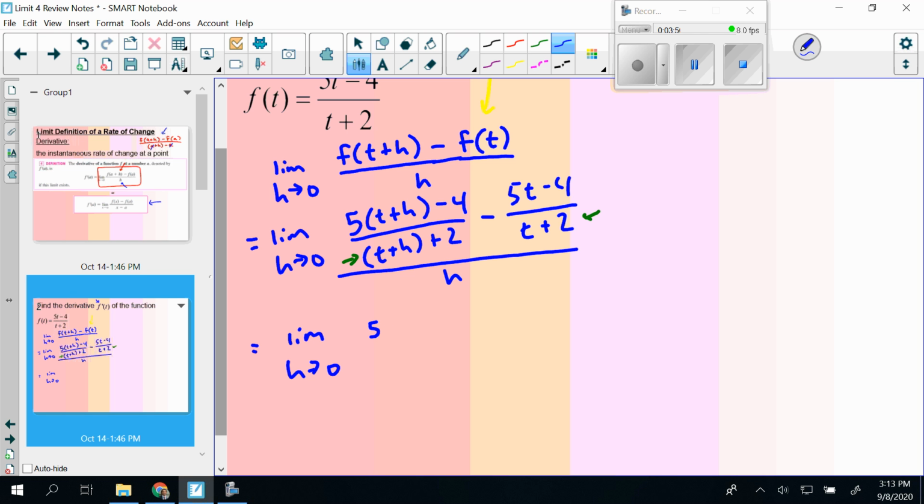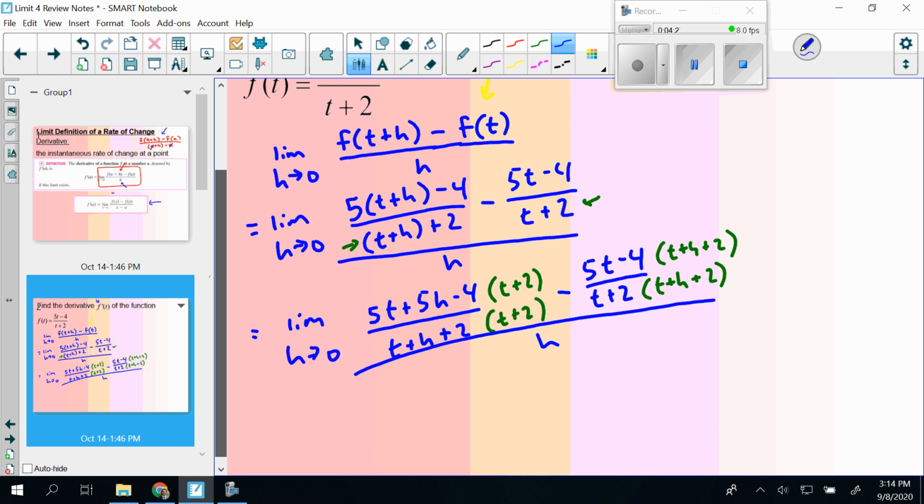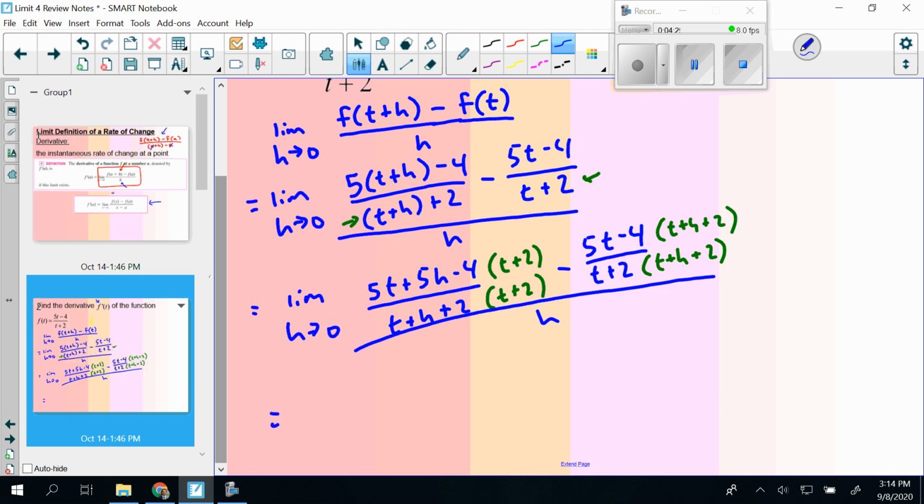On our top here, I'm going to distribute that 5 over this. But I'm going to multiply this one now by our other denominator of t plus 2 and t plus 2, minus this. But I want to multiply by our other denominator here of t plus h plus 2 and t plus h plus 2. And we want to get that common denominator, and this is still all over h. So we got some distributing to do here. Let's see if we can do it.